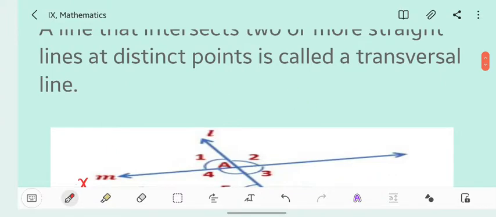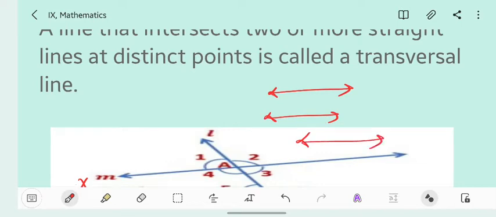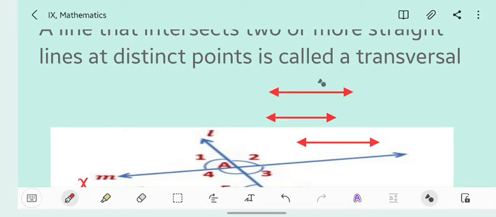Okay, so if I'm taking more than two lines, this is one, this is two, this one is three. Three lines I have taken. And if I intersect these three lines by a transversal, another line, this line is known as transversal T. So this is L, M and N, and I'm taking this as transversal T. This line is called transversal T.